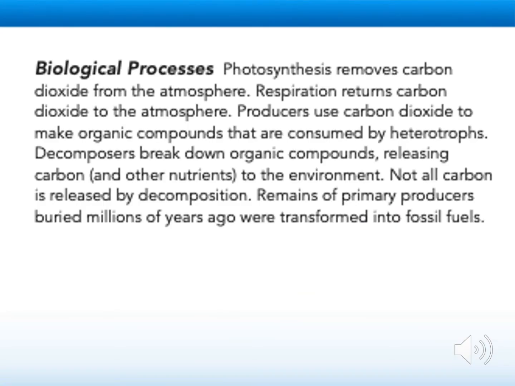Photosynthesis removes carbon dioxide from the atmosphere. Respiration returns carbon dioxide to the atmosphere. Producers use carbon dioxide to make organic compounds that are consumed by heterotrophs. Decomposers break down organic compounds, releasing carbon and other nutrients to the environment. Not all carbon is released by decomposition. Remains of primary producers buried millions of years ago were transformed into fossil fuels.